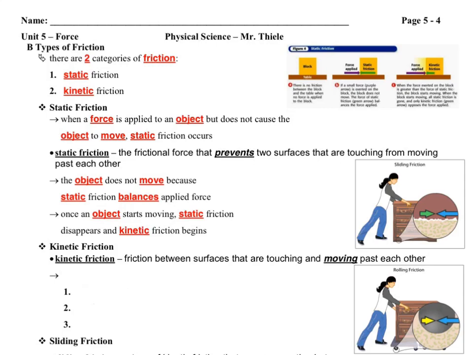And that's an important distinction, but it's also an area where people can become confused definition-wise, so don't let that happen. Now, there are three different kinds of kinetic friction. What are the three different types of kinetic friction? The three different types of kinetic friction are sliding friction, rolling friction, and fluid friction.